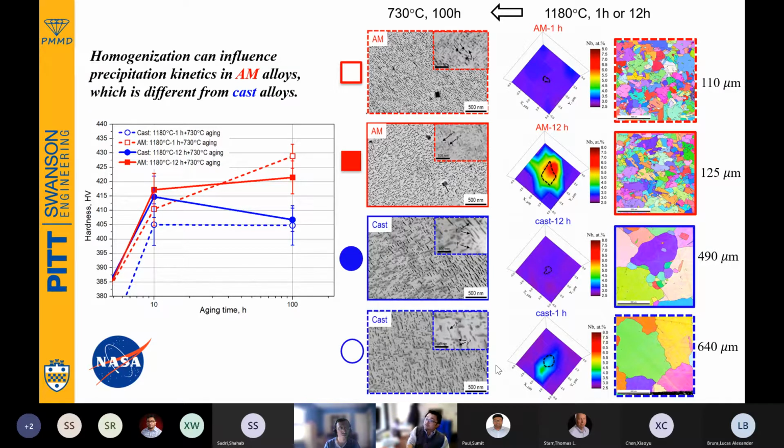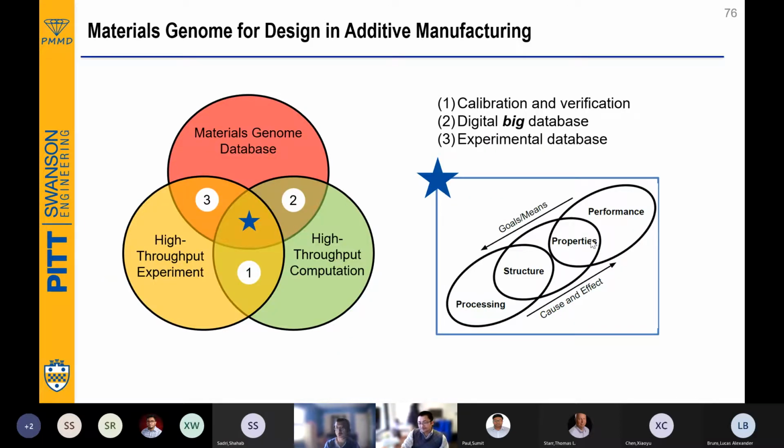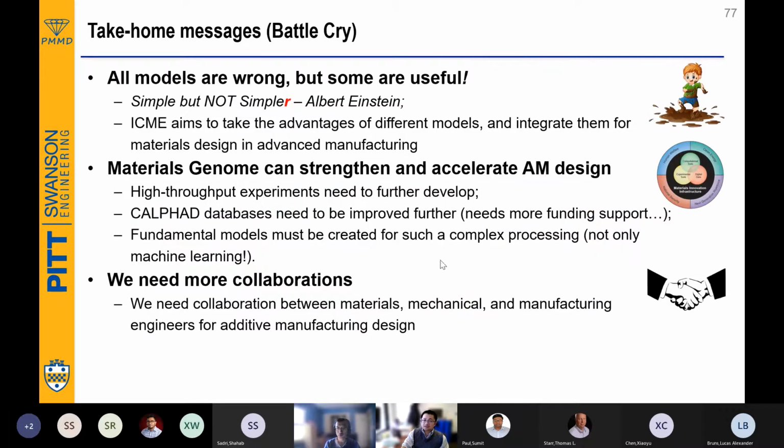And of course, the advantage is if you want to use this as a basic tool to design and serve the purpose of additive manufacturing, then you should be more comfortable. So overall, I think these 3 parts actually correspond to the core of materials genome and ICME. And I would like to finally say, we know all models are wrong, but we have to understand the limitations of the models. We should use a simple model, but not a simpler model, to solve our problem. But we cannot wait. So we should integrate different models. And materials genome certainly can accelerate this kind of process for the design of additive manufacturing.